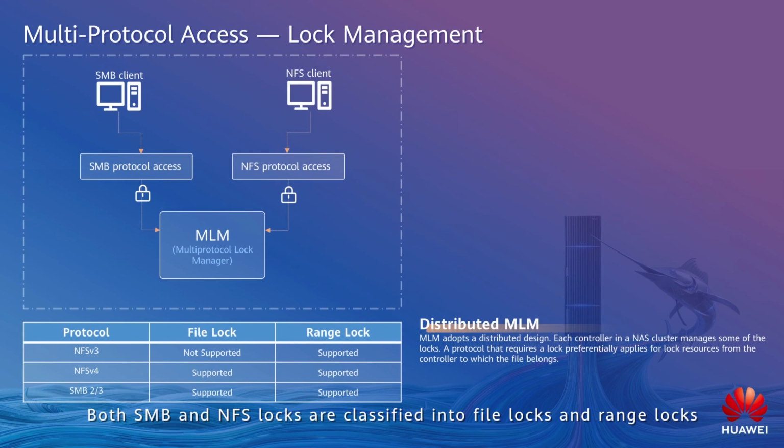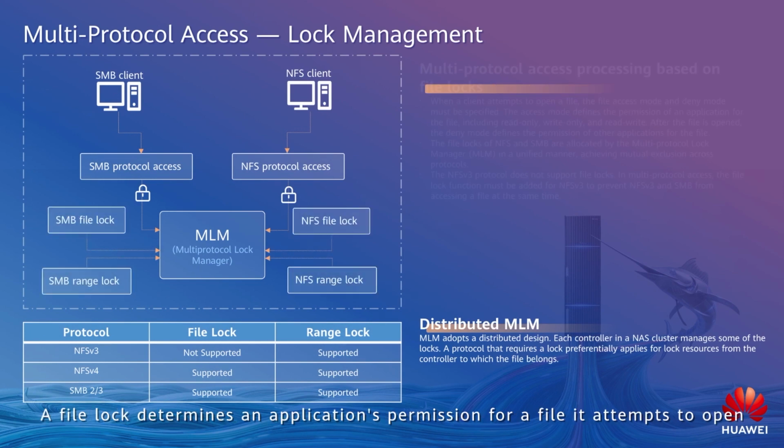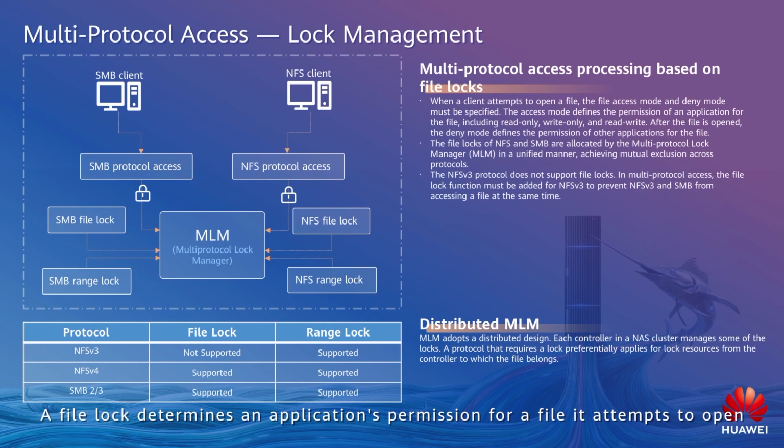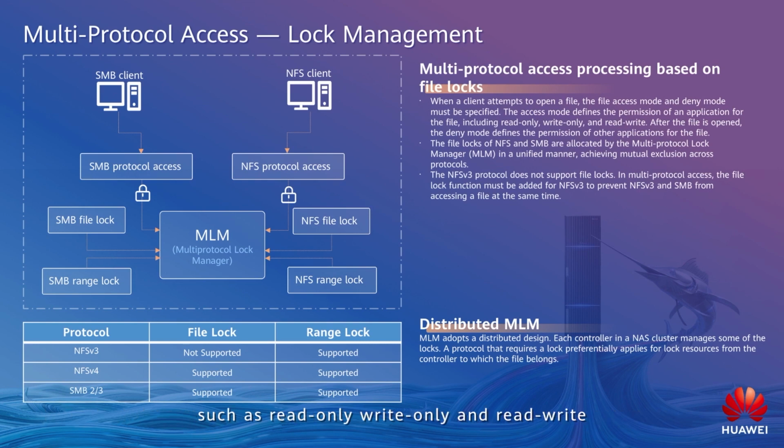Both SMB and NFS locks are classified into file locks and range locks. A file lock determines an application's permission for a file it attempts to open, such as read-only, write-only, and read-write. In addition, an SMB file lock allows users to set an exclusion mode. This mode indicates whether another application can read, write, or delete the currently locked file.